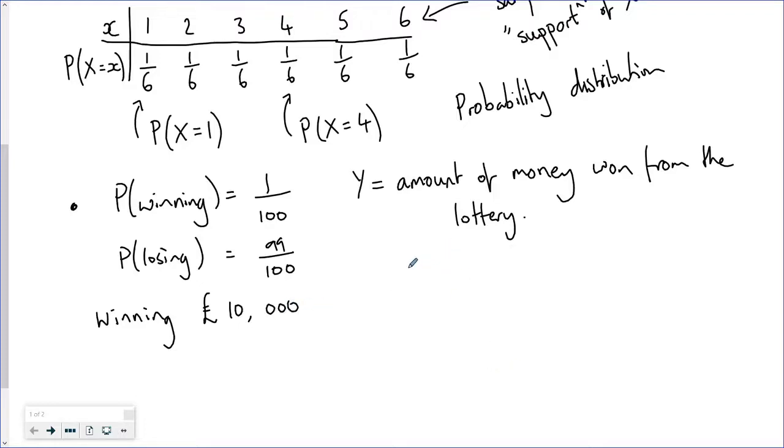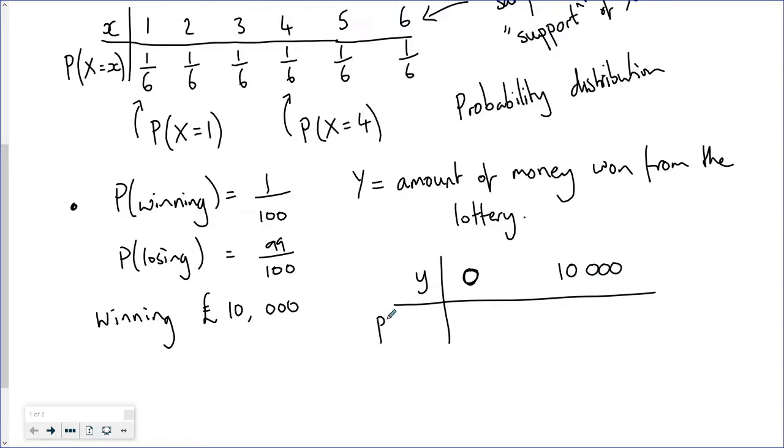So let's write down what the probability distribution of Y is. We're going to have some specific values that Y could take, and we denote that by little y. So Y is the amount of money won from the lottery. We could either win £0 if we don't have a winning ticket, or we can win £10,000 if we have a winning ticket. So these are the possible amounts of money that I could win from the lottery.